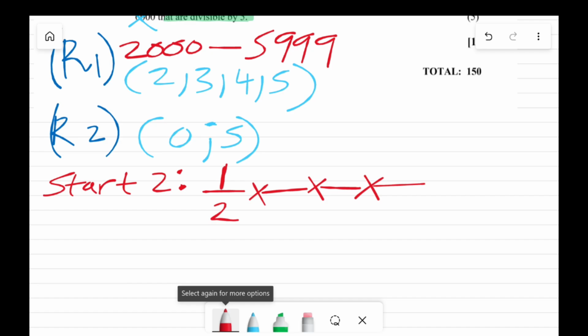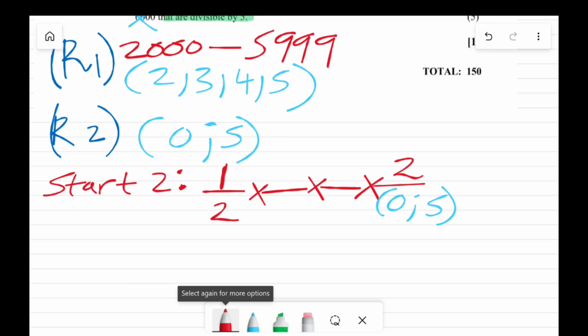Then let's look at the second restriction. Divisible by 5. If the number is divisible by 5, then at the end, it should end with a 0 or a 5. So let's go to the last slot. It's 0 and 5 because it's divisible by 5, which means at the last slot I'm going to put a 0 or a 5. So how many possibilities are there? There are 2 possibilities. So I'm going to write a 2 because I can use a 0 or a 5.